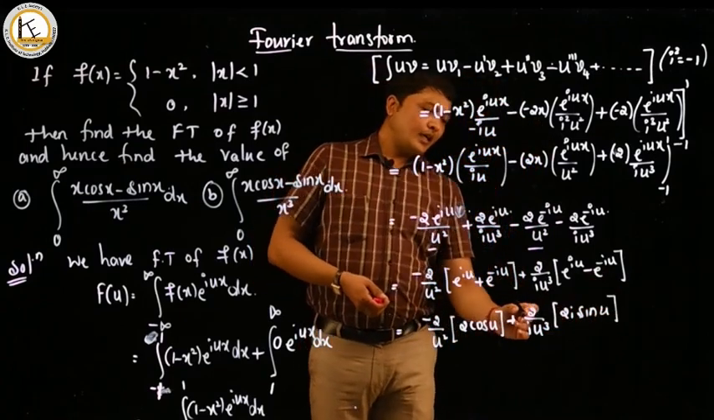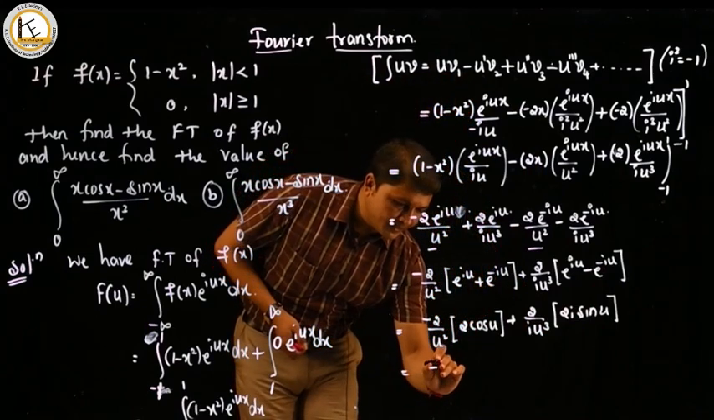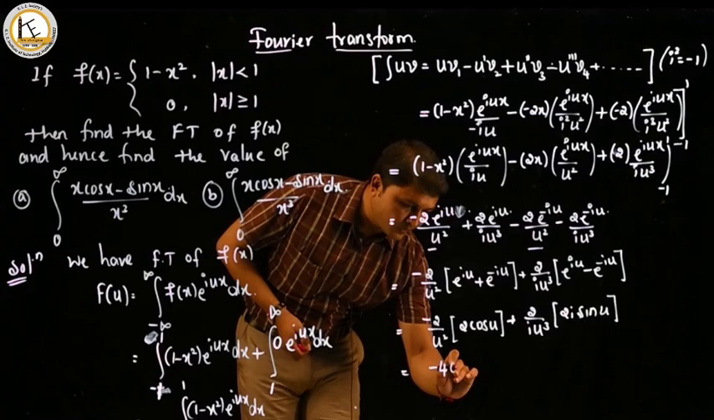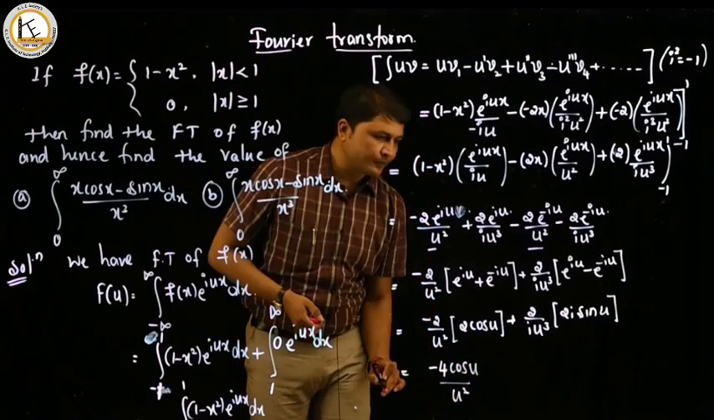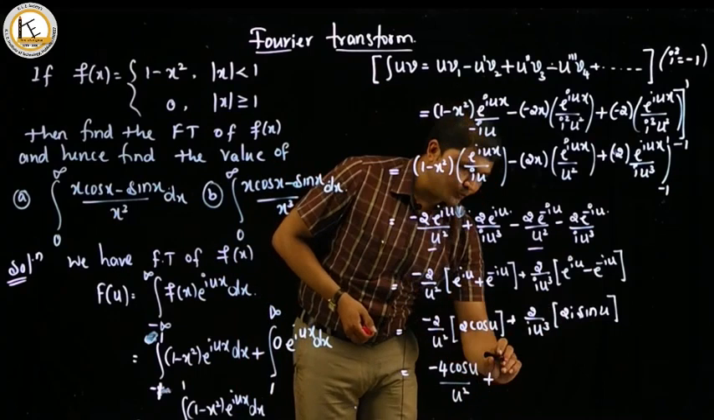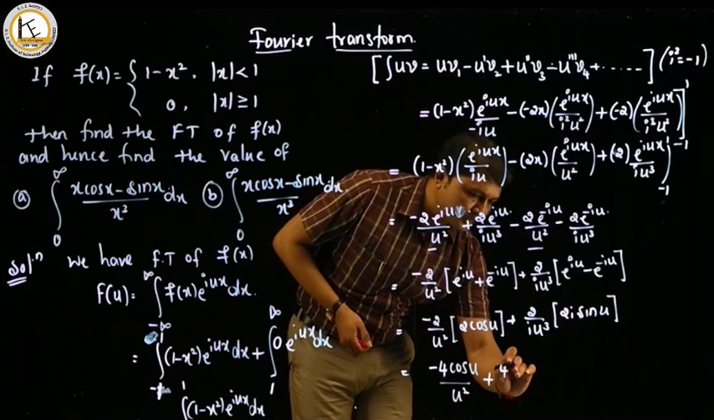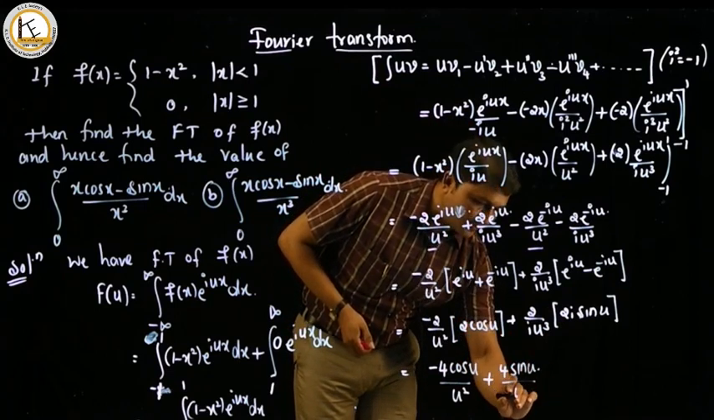So now i gets cancelled. So here we have minus 4 into cos u divided by u square, plus, i gets cancelled, 2 and 2 again, it is 4 times sin u divided by u cube.